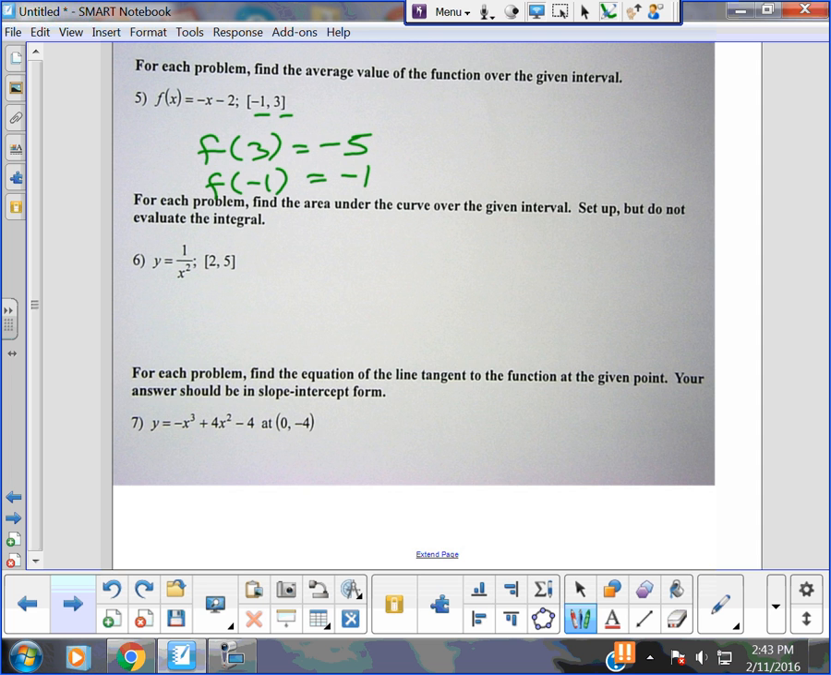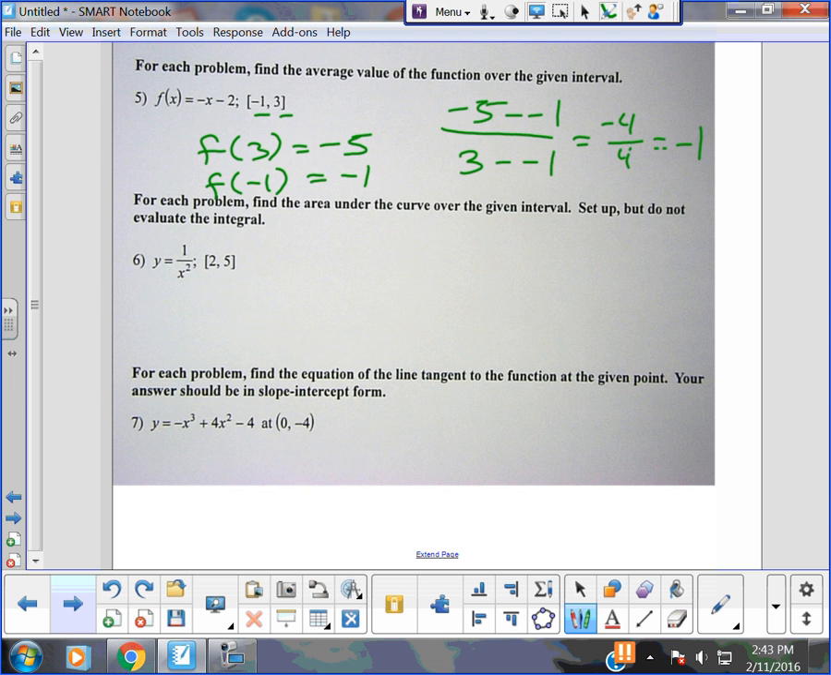All right. I don't know if anybody here knows the answer by looking at the function, but I'm going to go through it anyway. So the way to do this then is change in y. So negative 5 minus a minus 1, over the change in x, and I get negative 4 over 4. I get negative 1. That is the average change of the function.